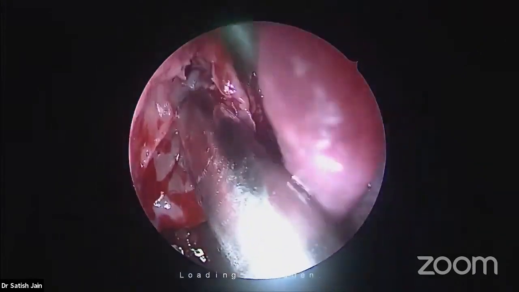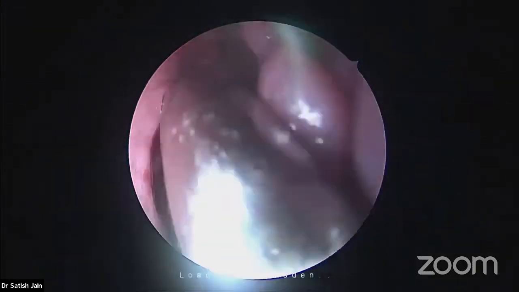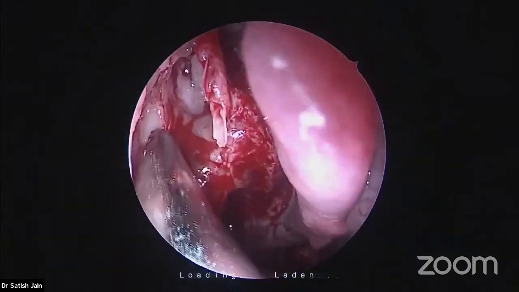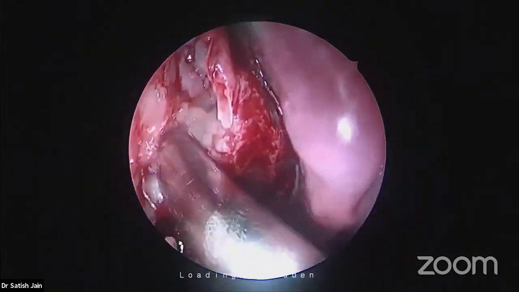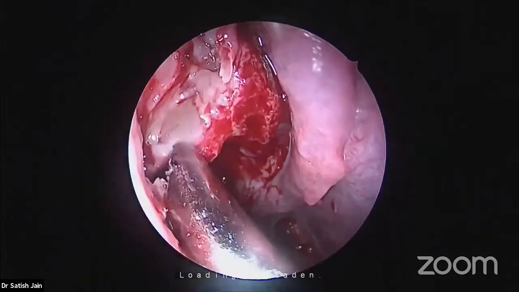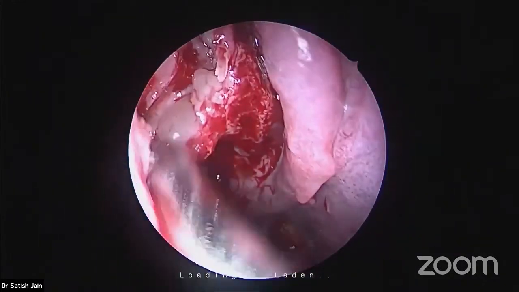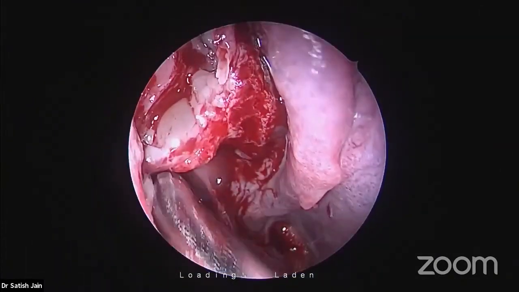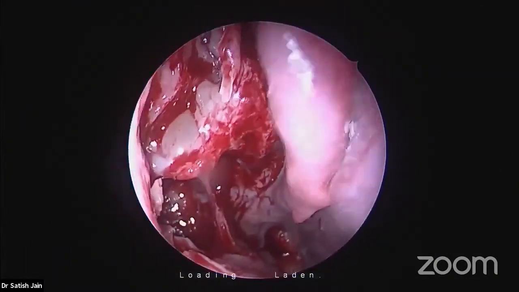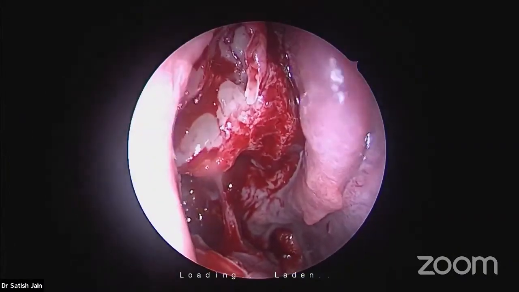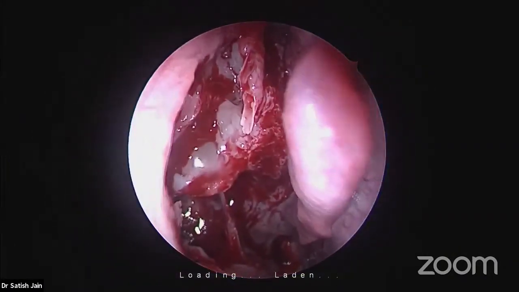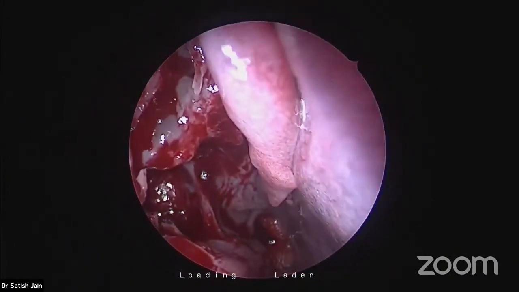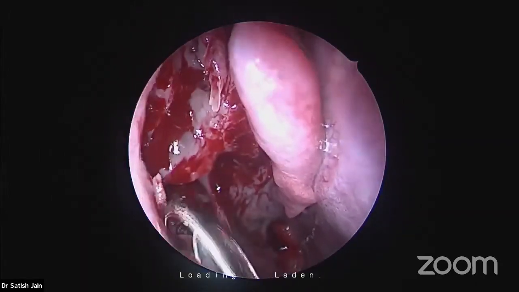See the lamina papyracea. This is lamina papyracea. While removing the uncinate, you have to be careful not to damage the lamina. That's why we don't recommend the sickle knife. Look at the CT scan. If the space is not much, do not use the sickle knife, rather use a reverse biting forceps.